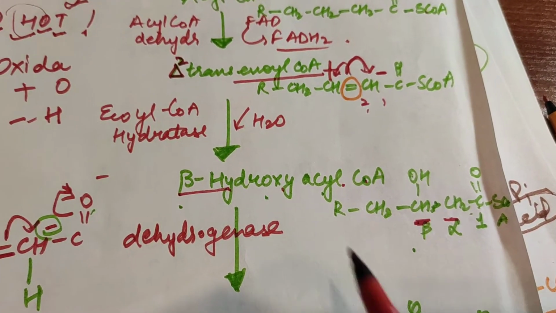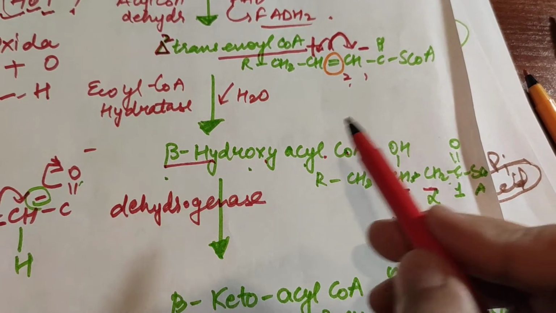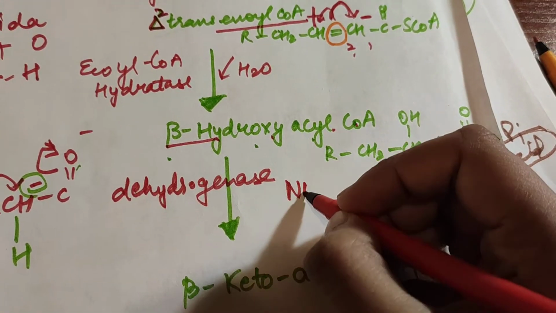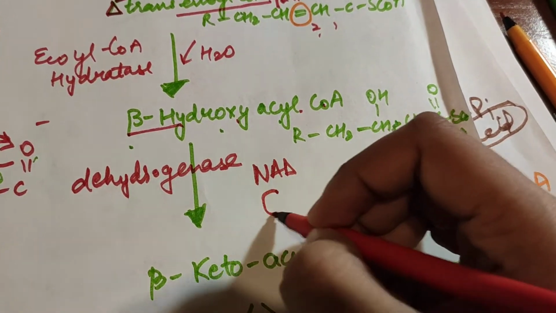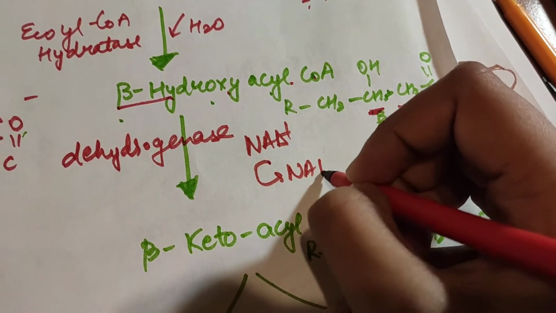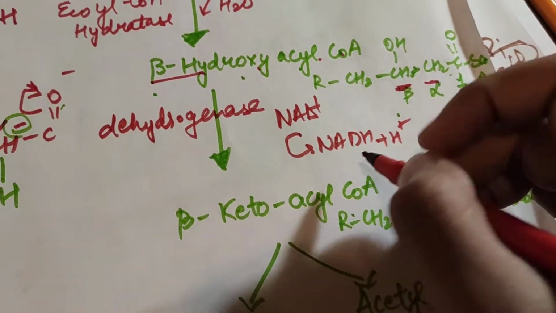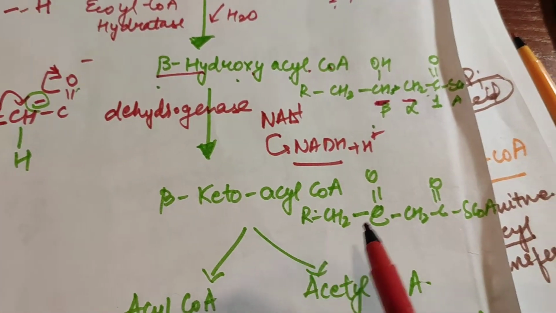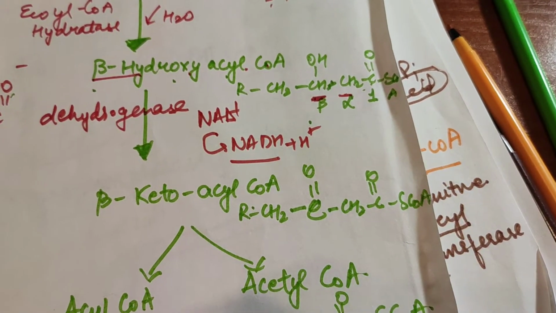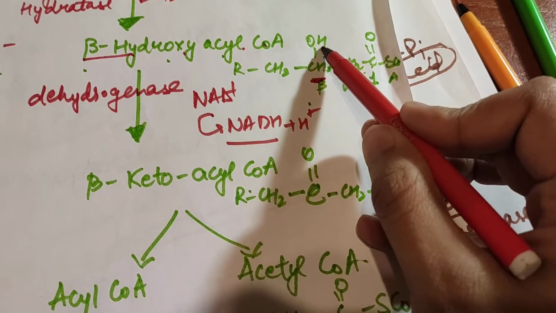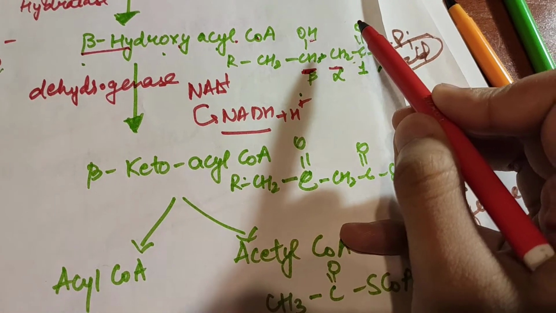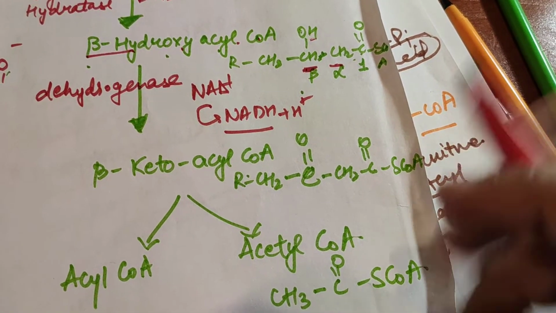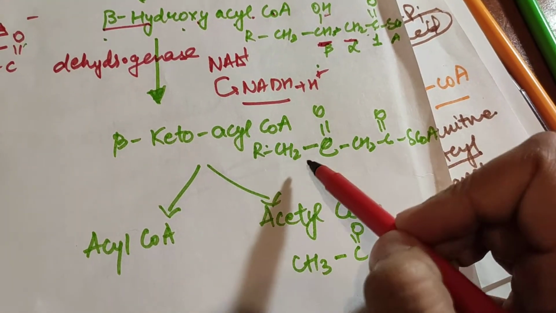Here what will happen? Here also a dehydrogenase, beta hydroxy acyl coenzyme A dehydrogenase, is working. Now who will take the hydrogen? Here NAD will take it. NAD plus will be converted into NADH plus H plus. Okay, so here NADH has taken it. Now what will happen? The hydrogen from this oxygen is removed, and here comes the double bond.